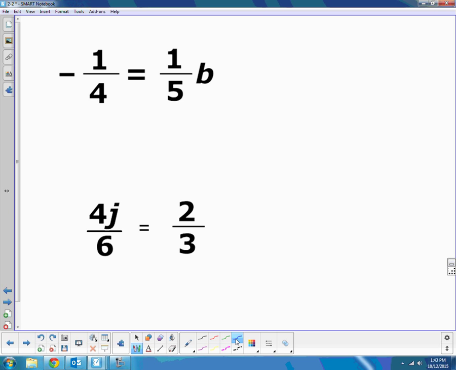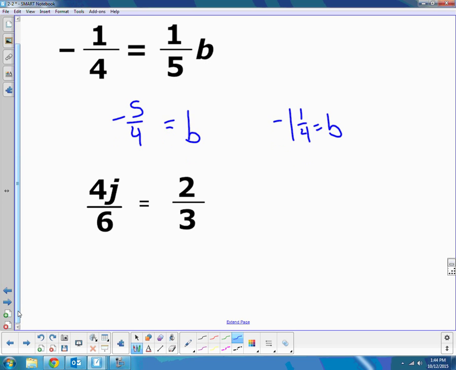The last 2 here, B, if you wrote that B equals negative 5/4, you are correct. If you said that B equals negative 1 1/4, you are also correct. I will accept either of those answers because they're reduced. One is just more simplified than the other. And the last one, J equals 1. And if you did not get either of those 2 answers, make sure you watch the linked video, and we'll keep practicing this.